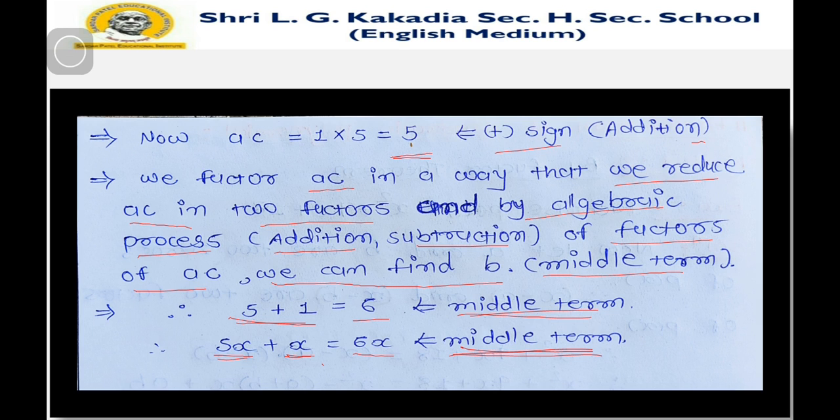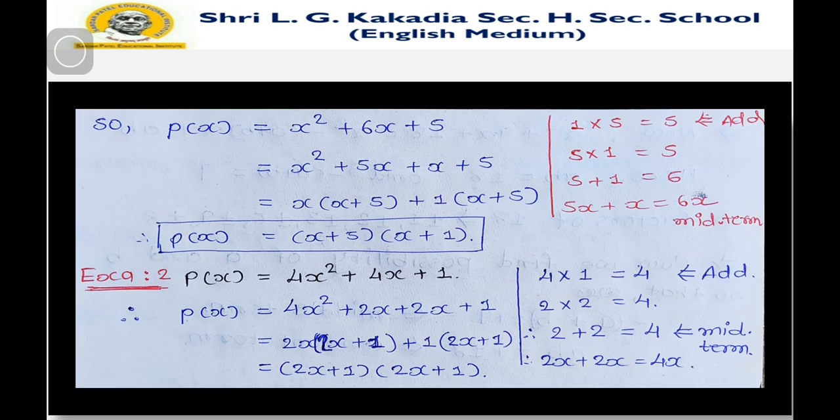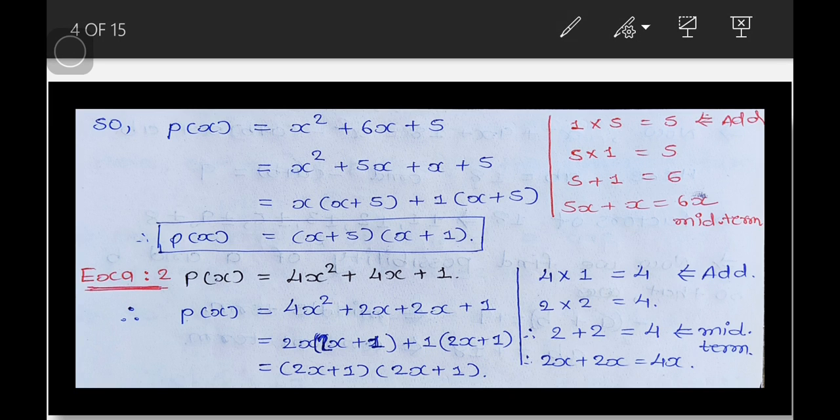Now we put this value in the polynomial. So here p of x is given as x square plus 6x plus 5. Here the coefficient of x square is 1, and the last term is 5.